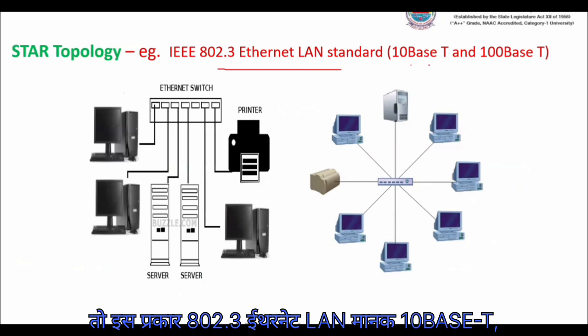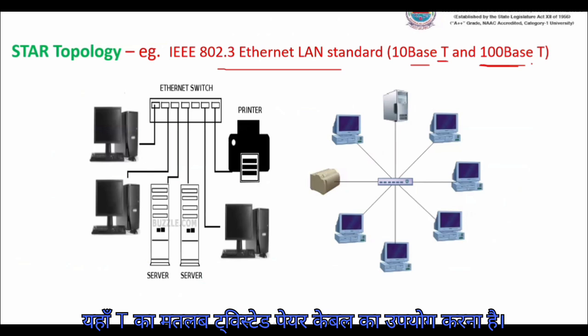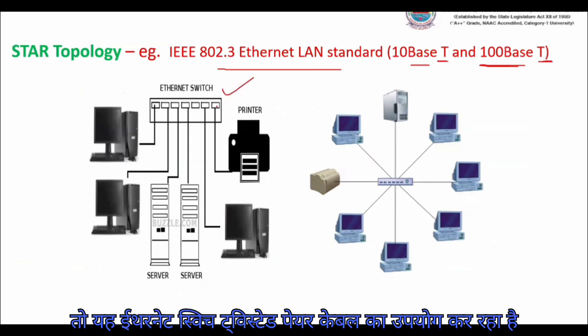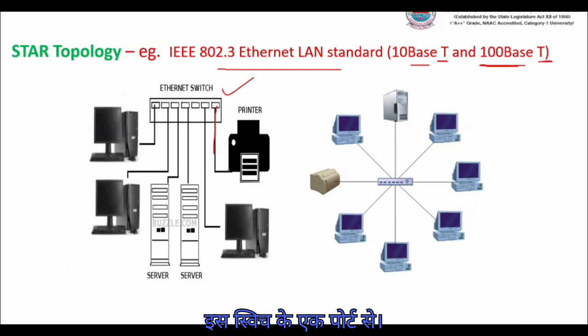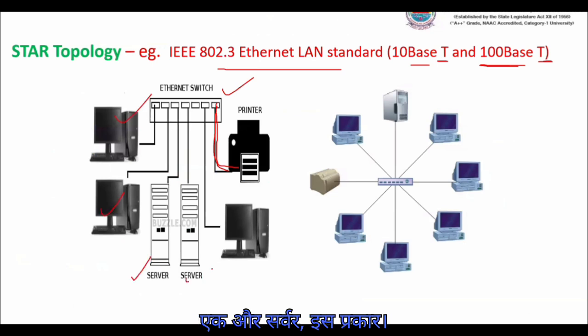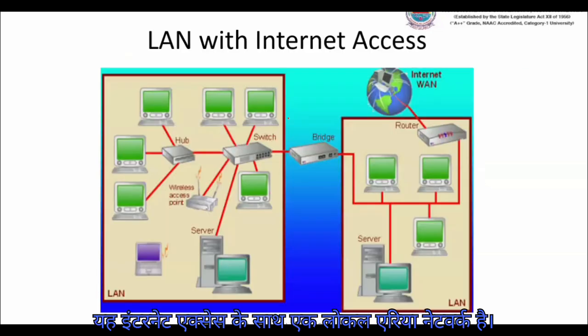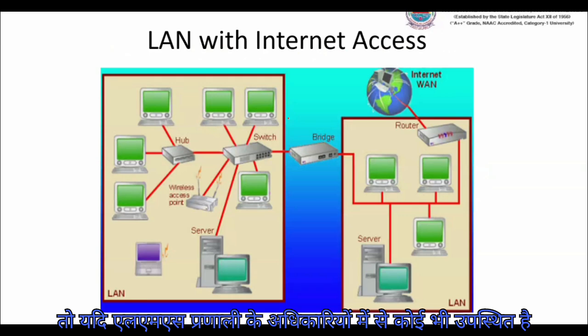So this is how 802.3 Ethernet LAN standard, 10 base T, 100 base T. 100 base T is fast Ethernet. T here means using twisted pair cable. So this is the Ethernet switch using twisted pair cable. To one of the ports of this switch we connect a printer, we connect a computer, a server, another server, like this. So this is how star topology is implemented. This is a local area network with internet access.